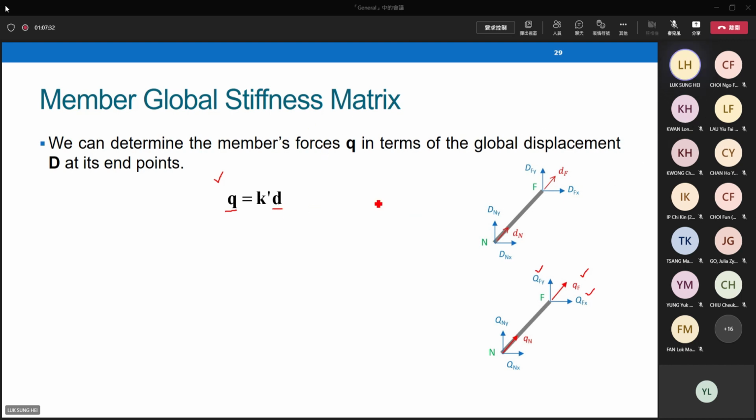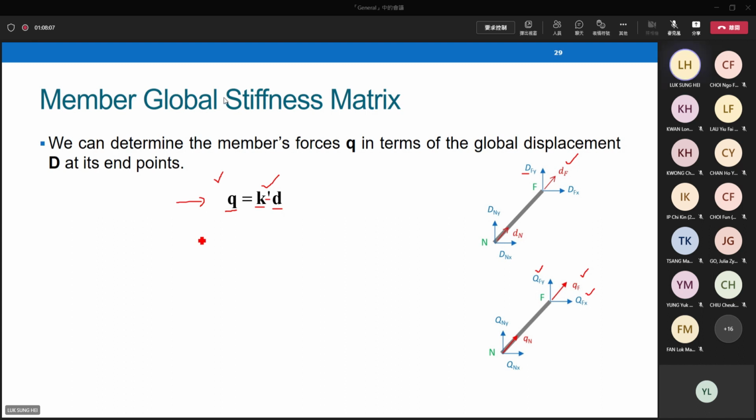Same for small d. Small d is the local displacement at the ends of the member in the local system. If we want to express it in the global system, then we use capital D. Be careful about the symbols, they mean different coordinate systems. K with a prime on top means the stiffness matrix in the local system, K prime. So this is the local force displacement equation that we discussed in section 2.